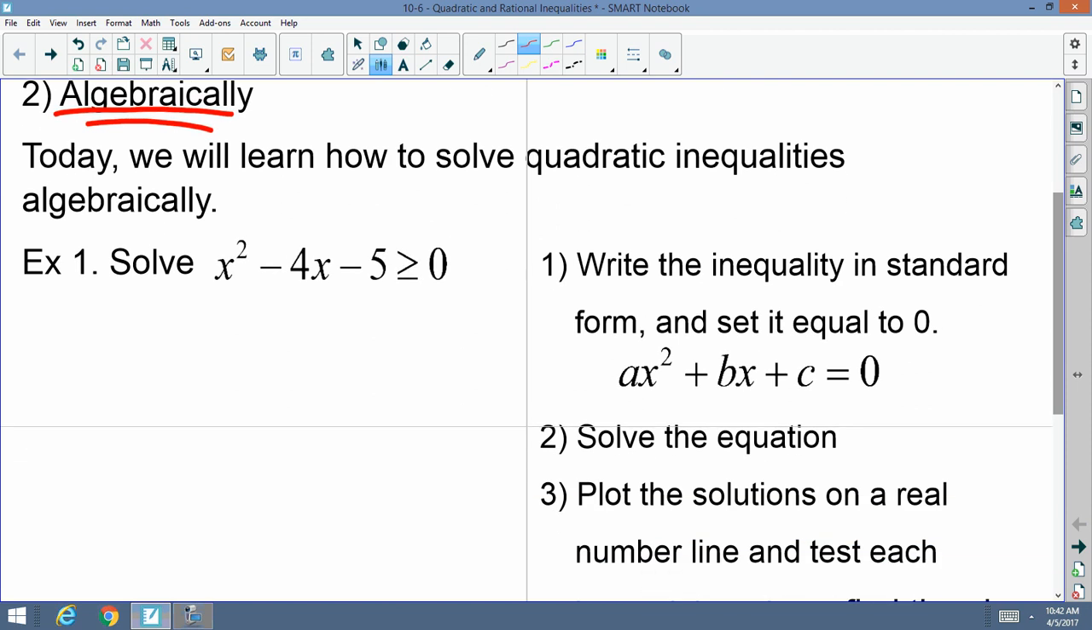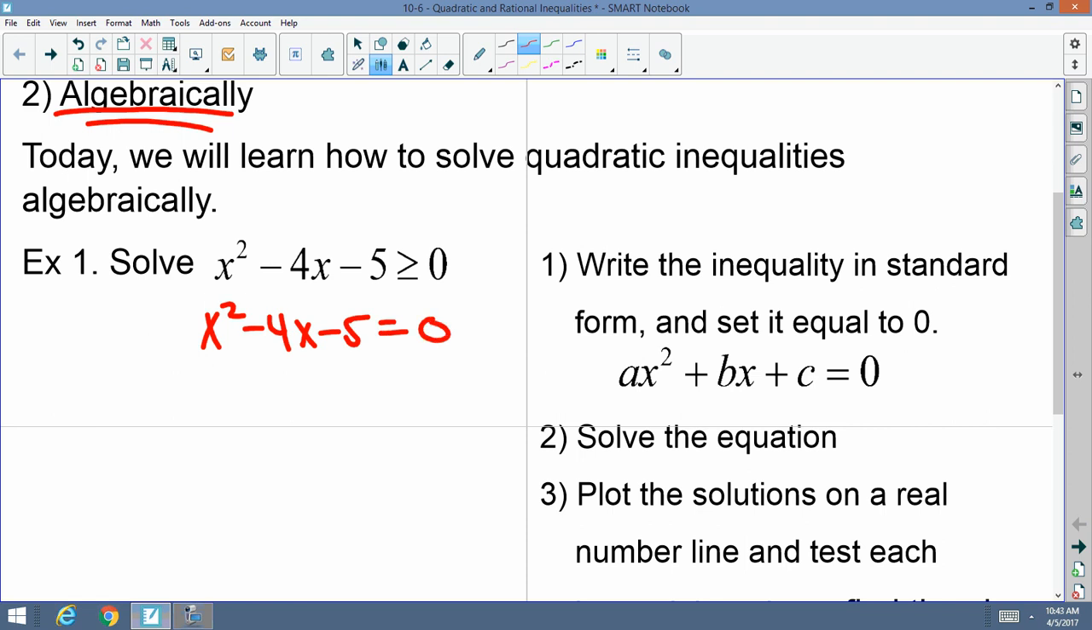So if I tell you to solve x squared minus 4x minus 5 is greater than or equal to 0, okay? The way to solve this is really just by finding the actual solutions. Where is it going to be shaded? Because if you remember, in inequalities, there are a multitude of answers, not just one answer. So you're first going to write the inequality in standard form and set it equal to 0. So pretend that you don't have a greater than or equal to sign, and just go ahead and go x squared minus 4x minus 5 equals 0, like it was a normal quadratic equation.